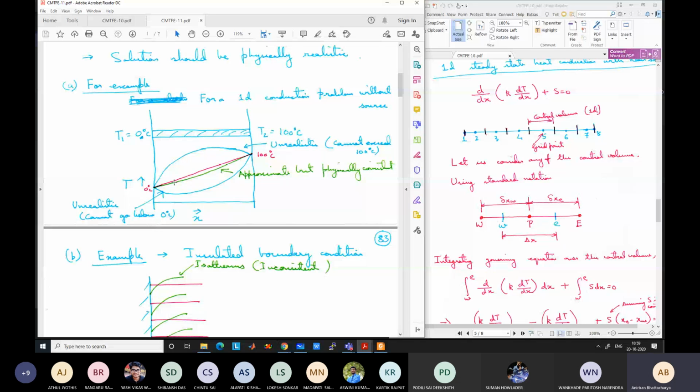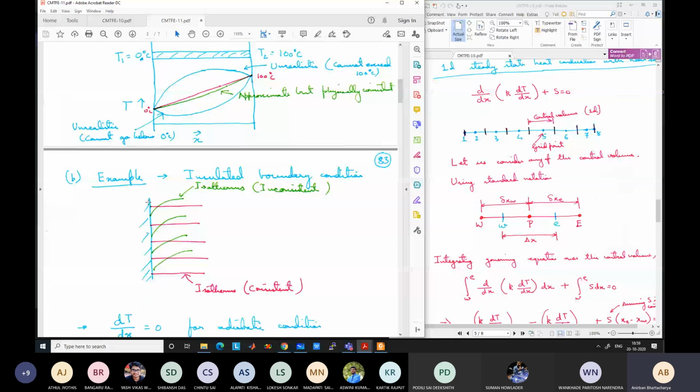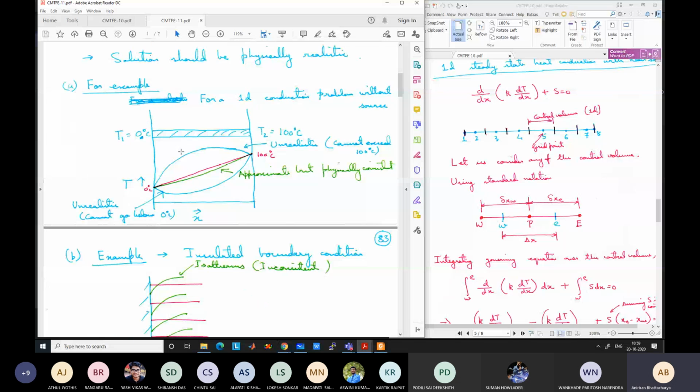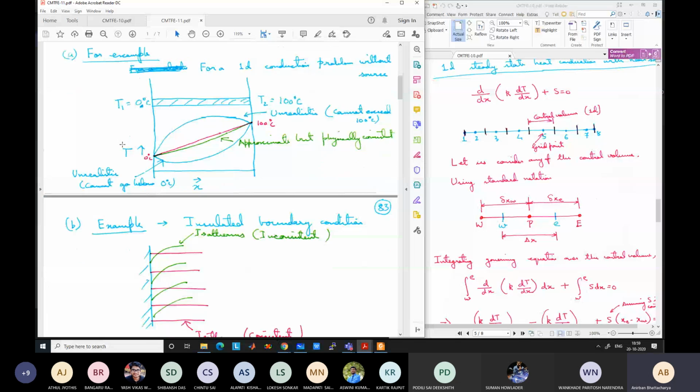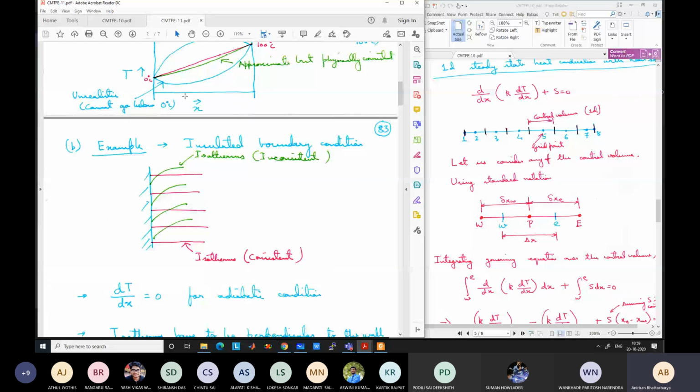Another example. I am giving 2-3 examples now. One already we have discussed, about the sphere. In this case, flux has to be consistent. Say you have an insulated boundary condition. Insulated boundary condition means what? Adiabatic or insulated means that there is no heat flux at the boundary.